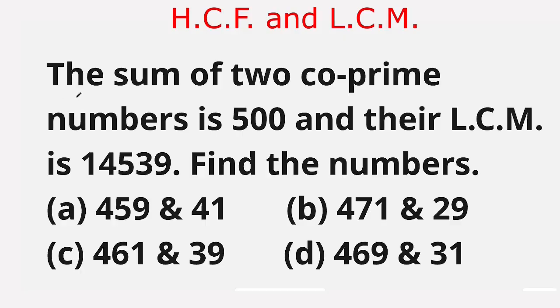Our question is, the sum of two co-prime numbers is 500 and their LCM is 14,539. Find the numbers. The given options are: option A, 459 and 41. Option B, 471 and 29. Option C, 461 and 39. Option D, 469 and 31.